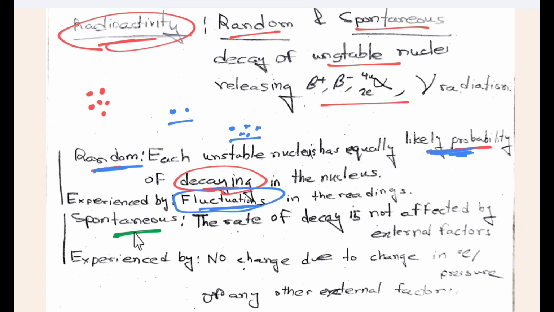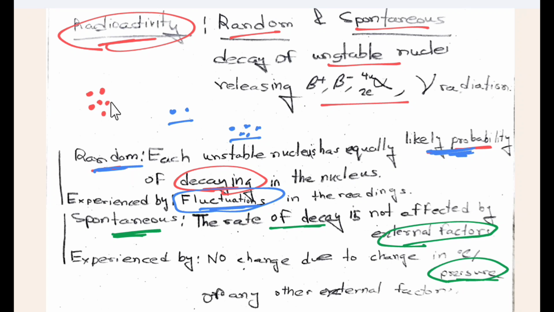And spontaneous means that the rate of decay is not affected by external factors such as temperature, pressure, etc. So as the decay occurs, it is not affected by temperature or pressure or any other external factors. So spontaneous means that the rate of decay experiences no change due to change in external factors such as temperature, pressure, etc. So radioactivity means that an unstable nucleus decays to form a stable nucleus.